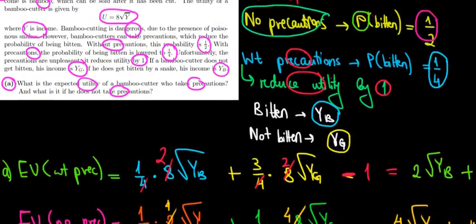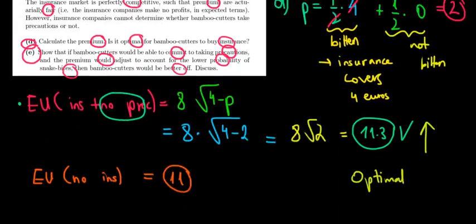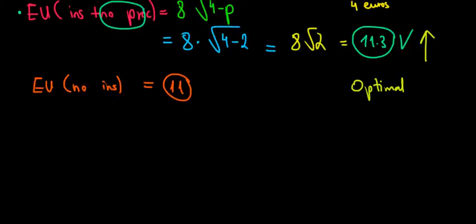The probability of being bitten would be reduced to 1/4, and the probability of not being bitten would be 3/4. So with this in mind, let's calculate what the new premium would be. We're solving part E over here. The new premium would be the probability of 1/4 that the guy gets bitten and he must be compensated 4 euros, so that would be 1/4 times 4, and with the remaining probability of 3/4 the guy does not get bitten, so the insurance must not cover anything. We would have 3/4 times 0.